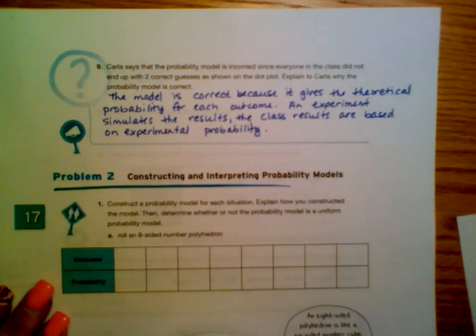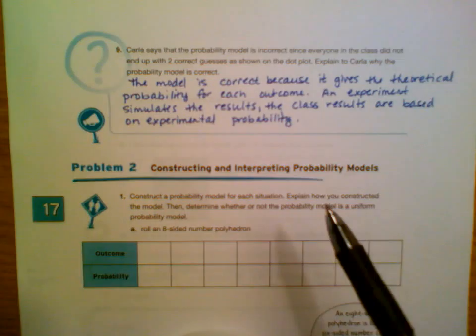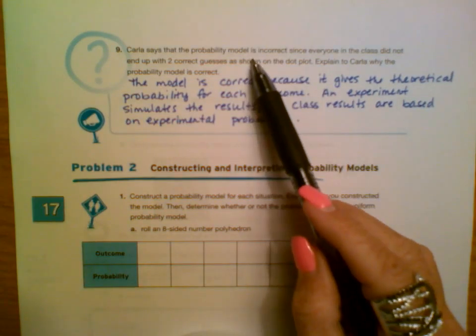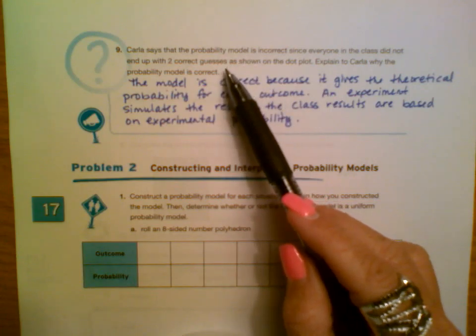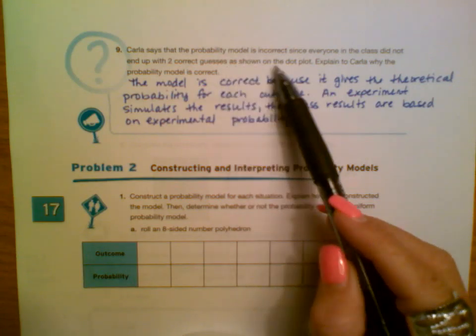So now we have somebody making a claim here. Carla says that the probability model is incorrect since everyone in the class did not end up with 2 correct guesses.